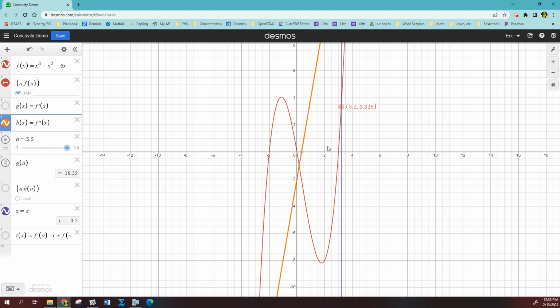Okay, the definition of that kind of topological feature, that's what we call an inflection point, where we're transitioning concavity. Okay, does that make sense?